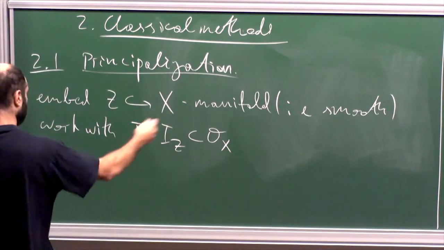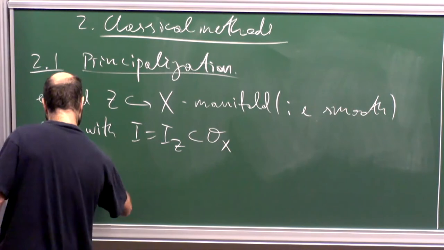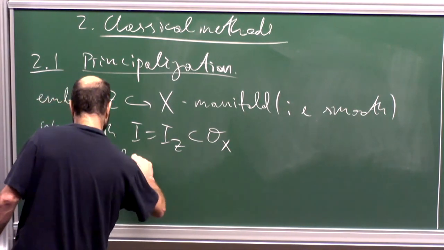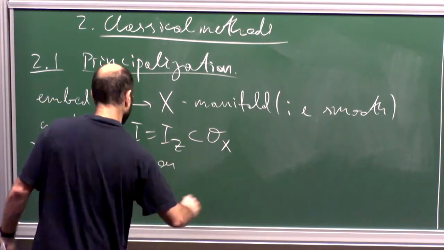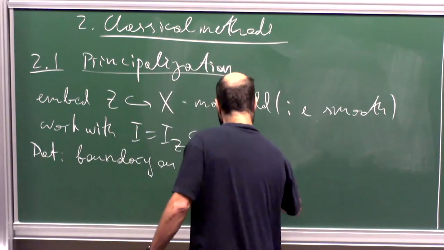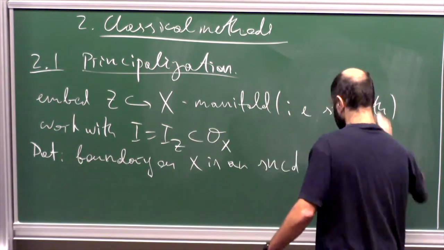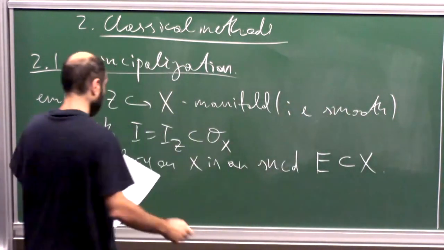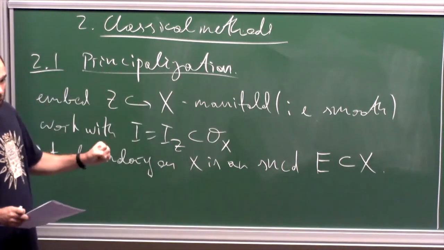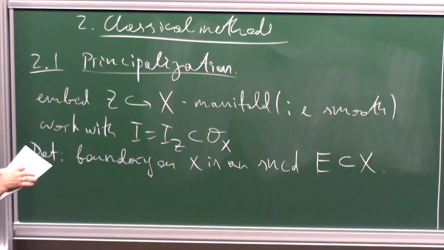So first definition, boundary on X is a strict normal crossing divisor E inside X. So even if we start with empty boundary, it will appear after blowing up when we start to blow up X. This is very crucial for Hironaka's method.